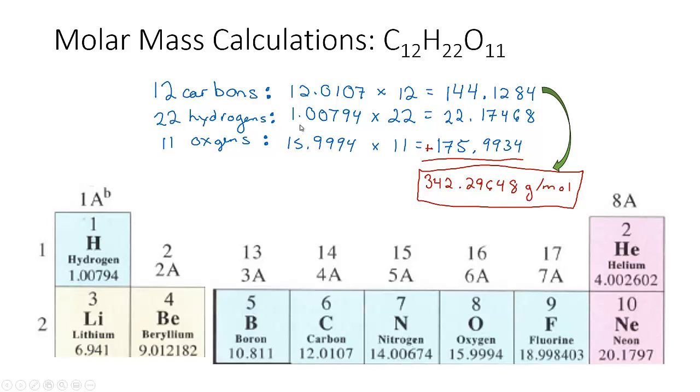Then you do the same thing for hydrogen. Its mass is 1.00794, but there are 22 hydrogen atoms in sucrose. So you multiply 1.00794 times 22 to give you this 22 number. Same for oxygen. Oxygen weighs 15.9994 times the 11 oxygen atoms to give you 175. Then to give you the molar mass of this entire sucrose molecule, you would just add those 3 masses together to give you 342.29 grams per mole. And so that's just how you calculate molar mass.